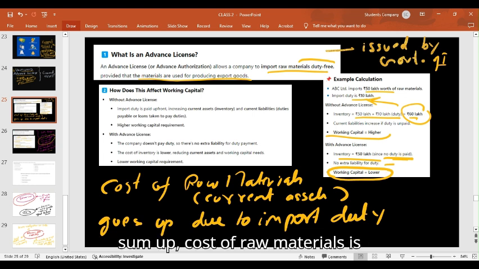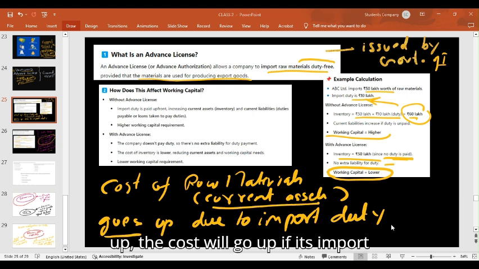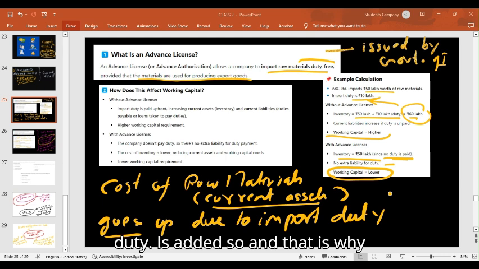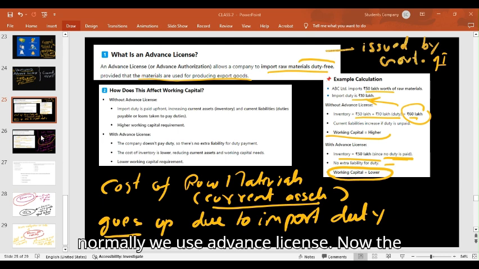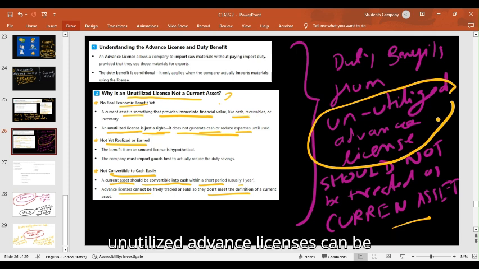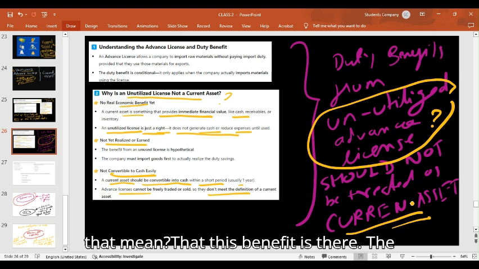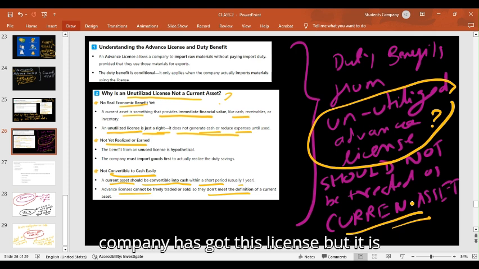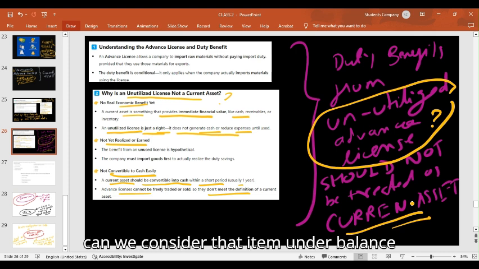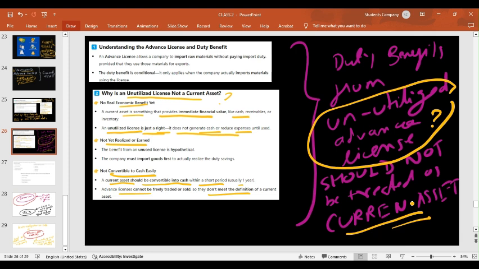So just to sum up, the cost of raw materials is basically a current asset, and it will go up if import duty is added. That is why normally we use advance license. Now, the question always asked is whether such unutilized advance licenses can be treated as a current asset. What does that mean? That this benefit is there, the company has got this license, but it has not used it. So it is lying unutilized. Can we consider that item under the balance sheet and show it under current asset? So we will just analyze this.